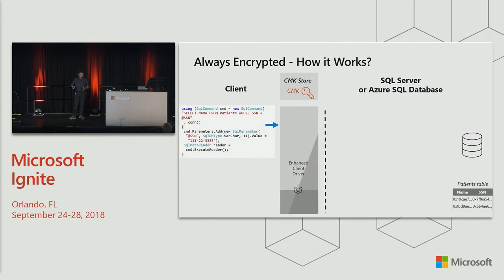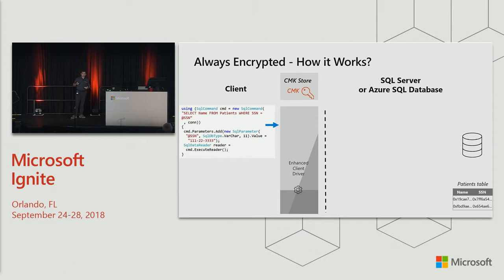Now, let me walk you through the typical query processing workflow for Always Encrypted. So in this example, on the right-hand side, you can see a table with 2 columns encrypted. On the left-hand side, you have a client application that is trying to issue a point lookup query, right? So we're looking for a matching name for a given social security number, which is a government ID in the US. These 2 columns are encrypted on the server side, right?